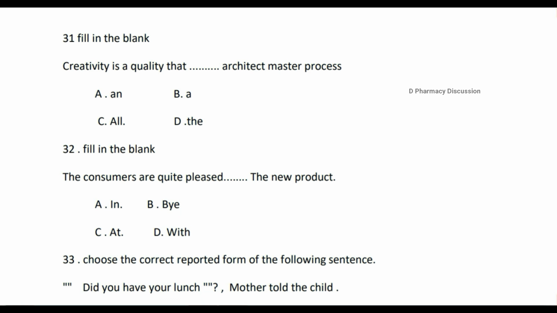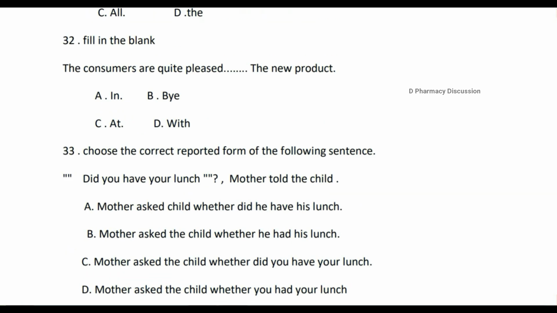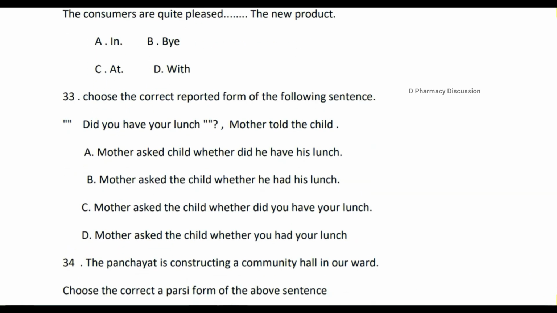Then 33. Choose the correct reported form of the following sentence. Did you have your lunch? Mother told the child. Option A, mother asked the child whether did he have his lunch. Option B, mother asked the child whether he had his lunch. Option C, mother asked the child whether did you have your lunch. Option D, mother asked the child whether you had your lunch. Correct one is option B.